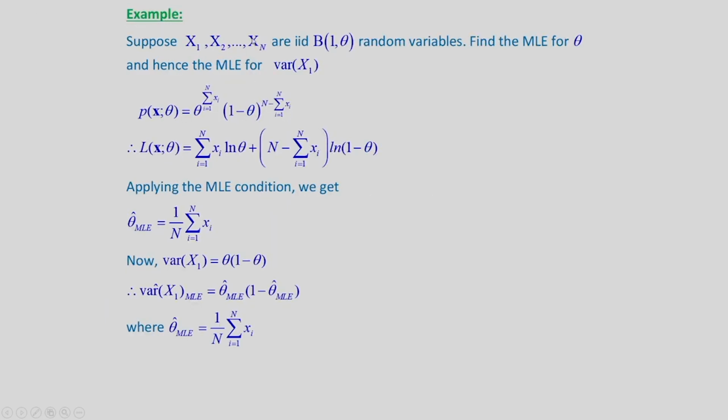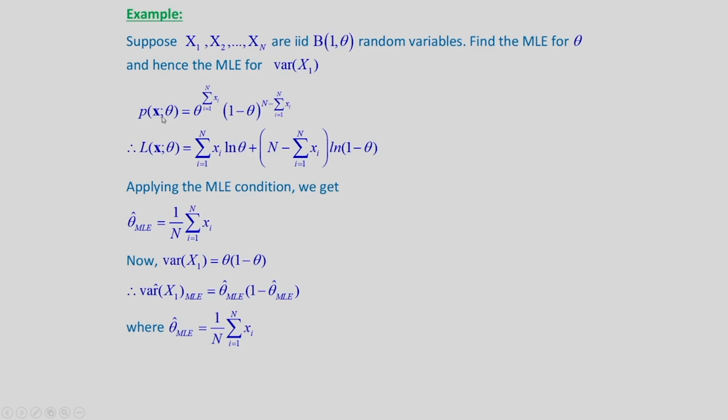We will consider another example. Suppose xi's are IID B(1, theta). This is the symbol for a Bernoulli random variable with success parameter theta. So, xi's are B(1, theta) random variables. Find the MLE for theta and hence the MLE for the variance of x1. So, here xi's are IID Bernoulli.